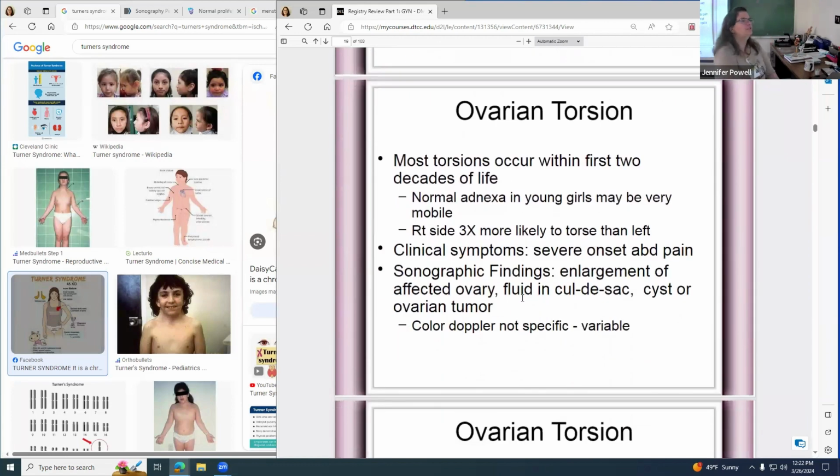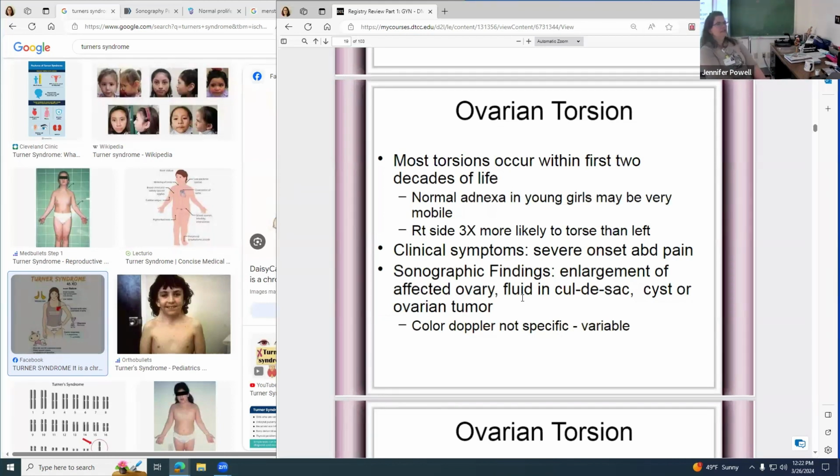All right, ovarian torsion. Most torsion occurs within the first 2 decades of life. So between, I guess, babies and 20-year-olds. Normal adnexa in young girls may be very mobile. The right side is 3 times more likely to torse than the left. So torsion happens on the right, congestion or pelvic congestion happens on the left. That helps. Clinical symptoms: severe onset of abdominal pain.